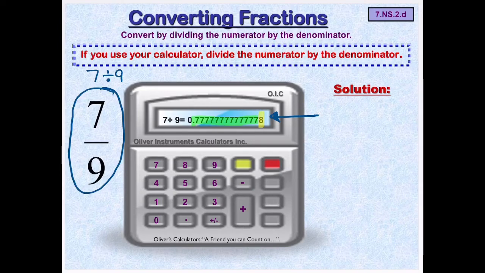And students will always come up to me and say, well, Mr. Oliver, you know what? I don't think that number repeats because there's an 8 on my screen. There's a bunch of 7s, but the very last number on my screen is an 8. And the reason for that is simple.